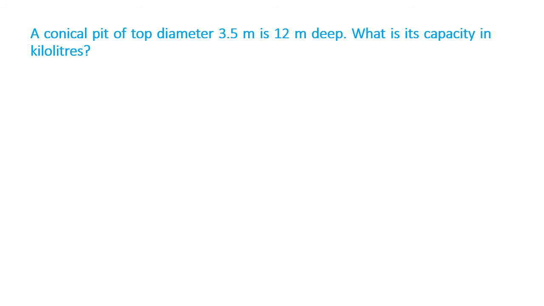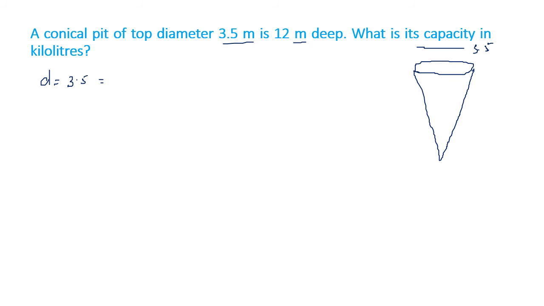Move on to the next sum. The conical pit of top diameter 3.5 meter is 12 meter deep. So we have a conical pit like this. Its diameter is 3.5. So write down diameter equal to 3.5 or 35 upon 10. So radius equal to 35 upon 20. 5 fours are 20, 5 sevens are 35. Radius equal to 7 by 4 meter.